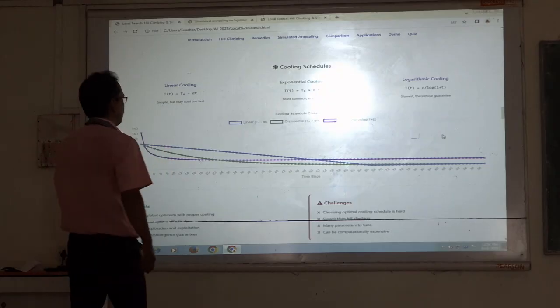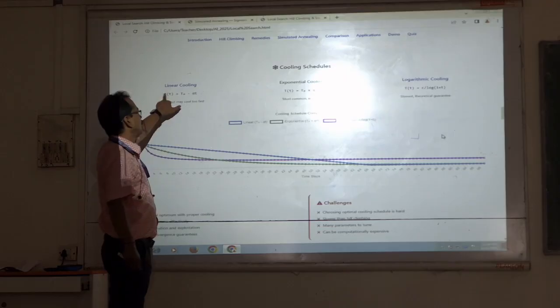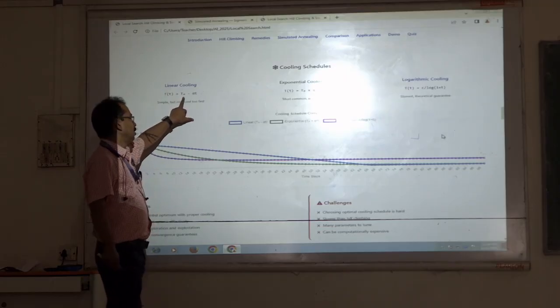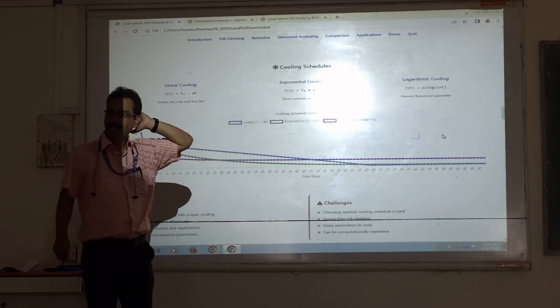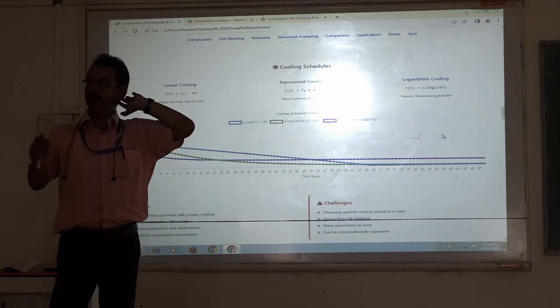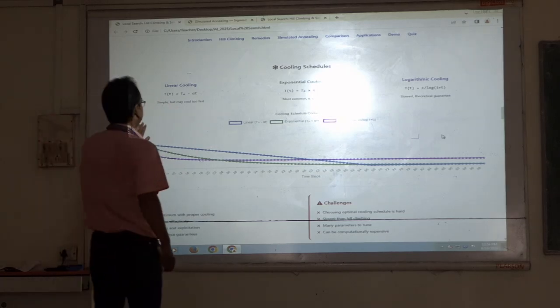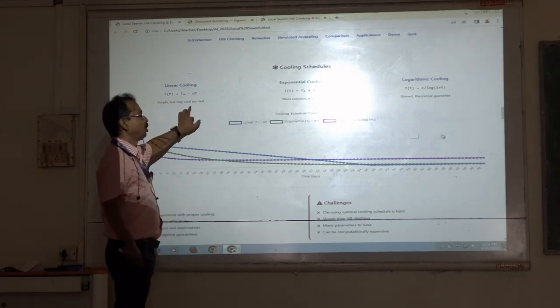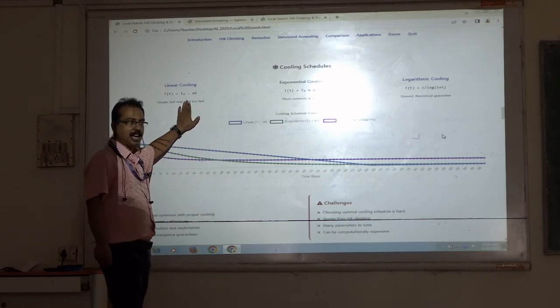So there are generally many types of cooling function. Linear cooling, that I have already told you, T0 minus alpha T. T is a constant, alpha is a value which will be tuned. And this is simple but may cool too fast, this type of cooling function.